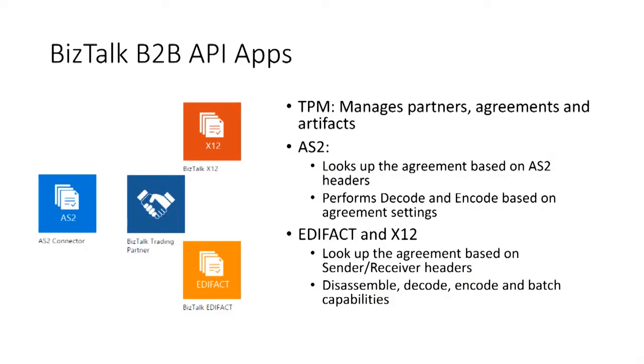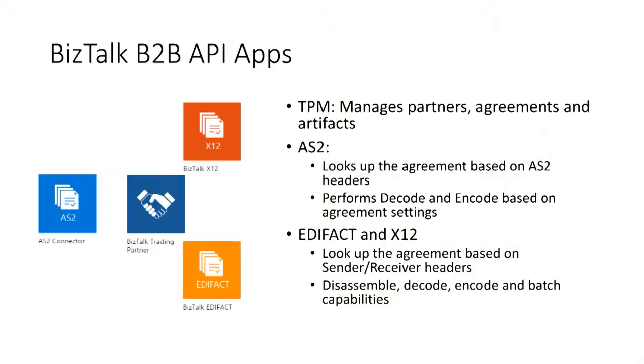So from a B2B standpoint, we have four API apps that are out there. I'm going to talk about these in a little more detail. The central piece of everything is a trading partner management API app. The other three API apps that actually do the heavy lifting are the AS2, X12, and Edifact that we ship out of the box. The TPM API app is there for you to manage your agreements and partners, as you might expect. You can also use it to store any schemas and artifacts that are relevant to your message mediation from a B2B standpoint.